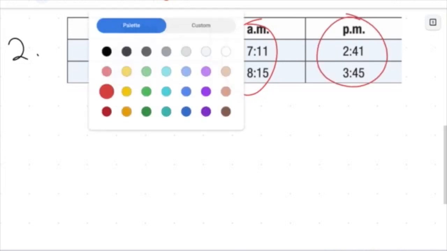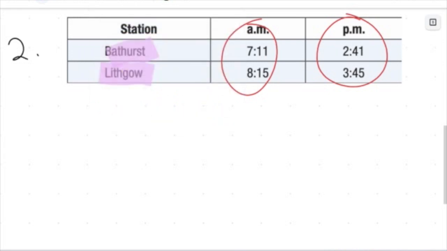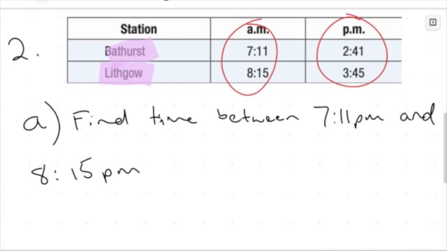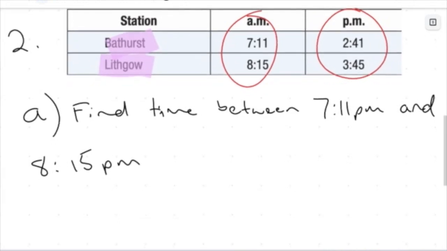So I'm going to have a two-part question here, and I want to first find the time between 7:11 p.m. and 8:15 p.m. Cool. Okay, so this is what I want to find here.